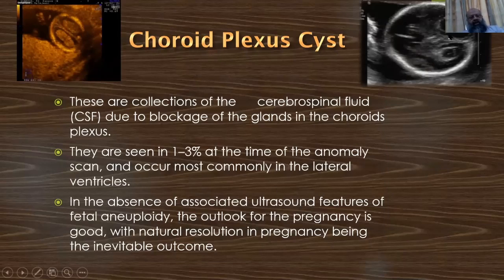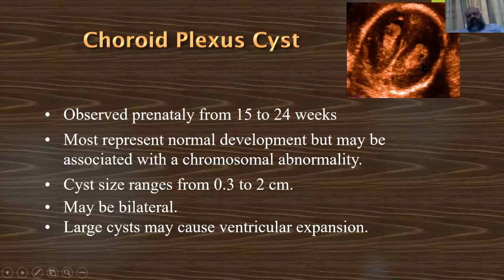Then we can have choroid plexus cysts. These are collections of the cerebrospinal fluid due to blockage of the glands in the choroid plexus. They are seen in 1 to 3% of abnormal scans. These are choroid plexus cysts. They can resolve permanently from 15 to 24 weeks. So if you find any choroid plexus cyst, you can wait till 24 weeks, so that if there is a possibility, they will resolve.